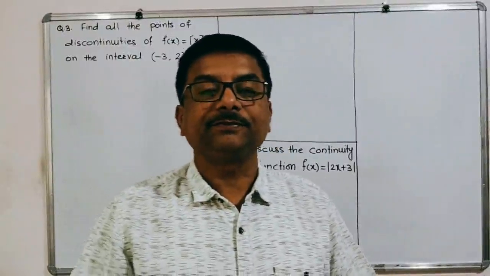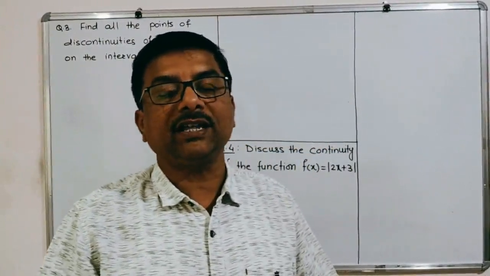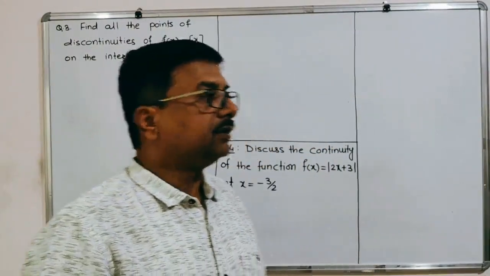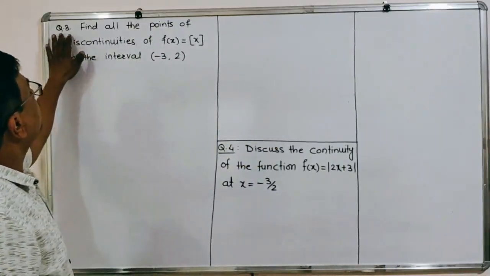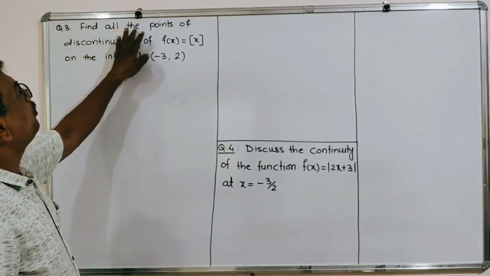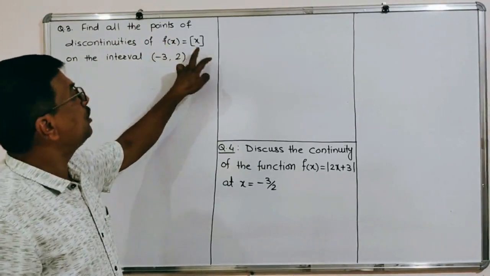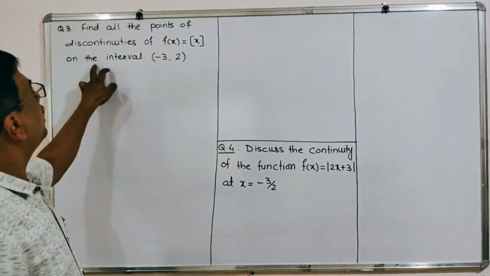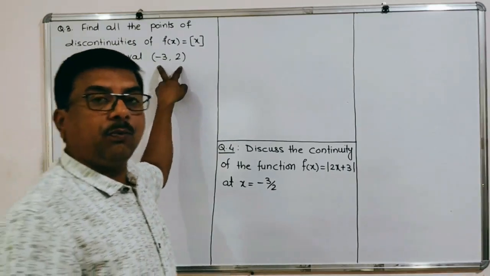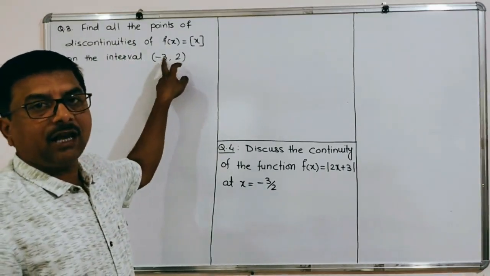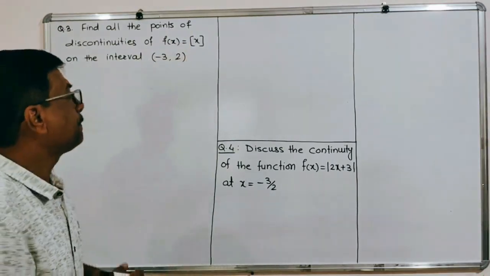Hi students, in the last lecture we studied two questions from exercise 8.1. Now the third question from the same exercise. Third question is, find all the points of discontinuity of f of x is equal to step x on the interval -3 to 2. This is an open interval, meaning -3 and 2 are excluded from the domain of the function.